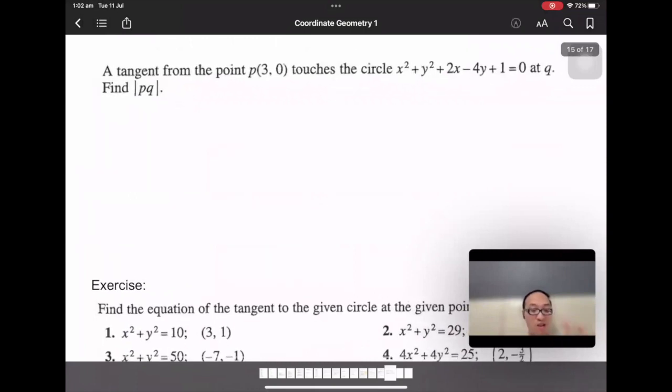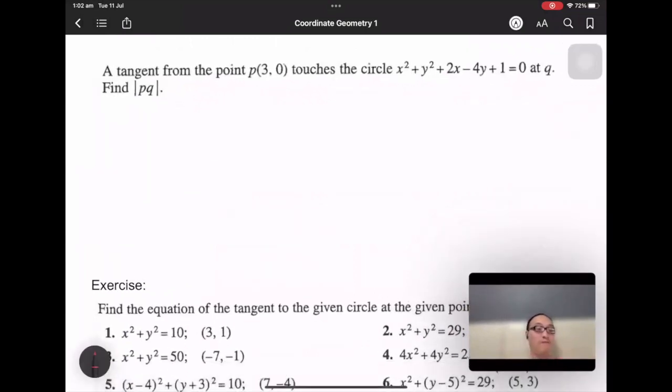The last example. The tangent from the point P touches the circle at Q. Find the length PQ. Okay, we have to check, is P on the circle? Is it the same like the example number 1?